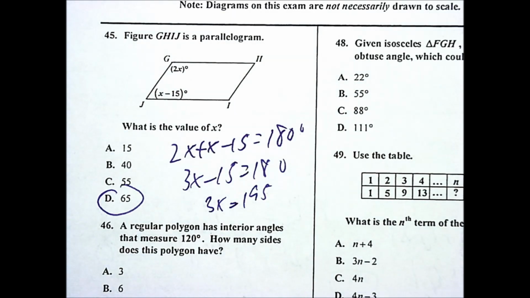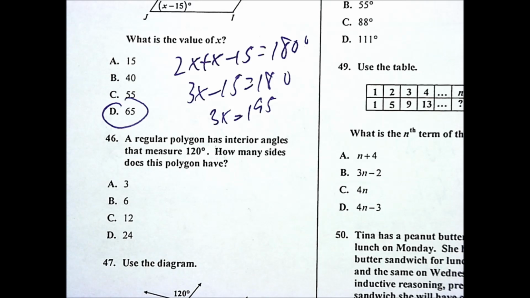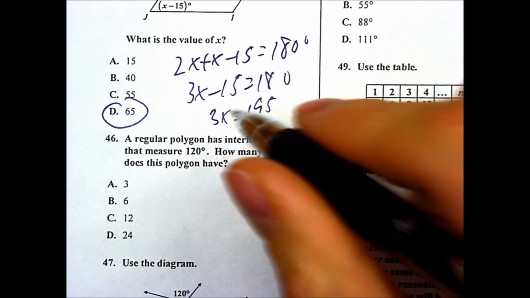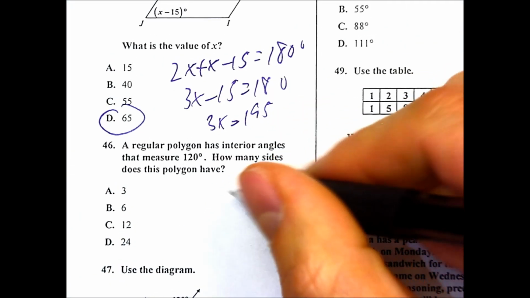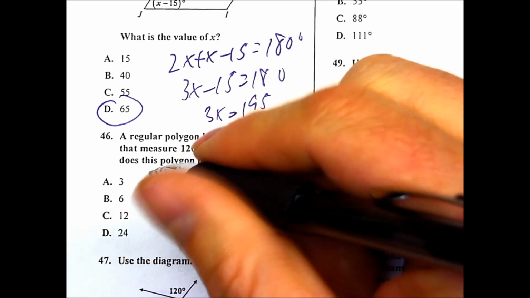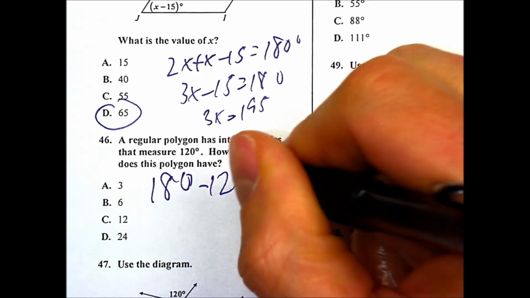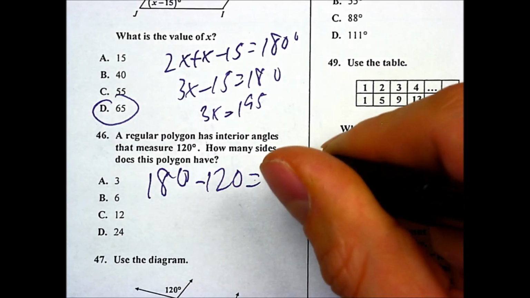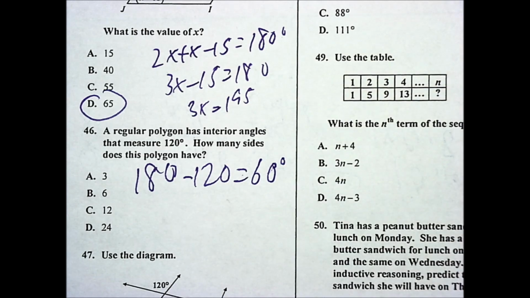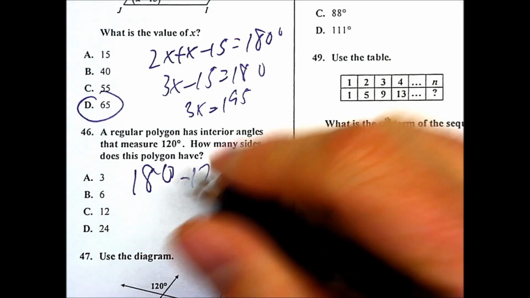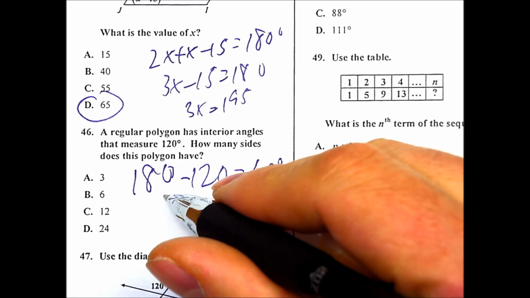All right, question 46. As I talked about in class, for those of you that have me, I prefer to use the exterior angle to find the number of sides, not the interior angle. The exterior and the interior angle are supplementary. So I prefer on this question to convert this 120 degree interior angle into an exterior angle before I find the number of sides. So 180 minus 120 will yield the value of the exterior angle, which is 60. And then I can just divide that into 360 to get the number of sides, because the exterior angles always add to 360. It's always the same sum.